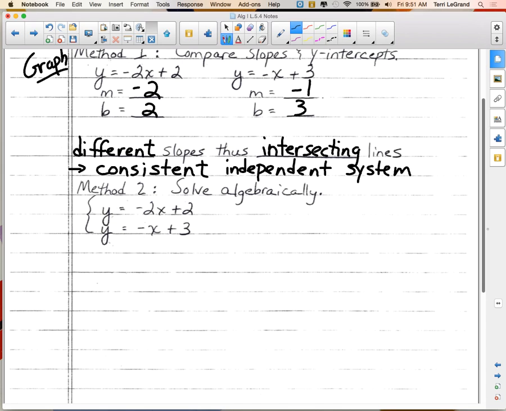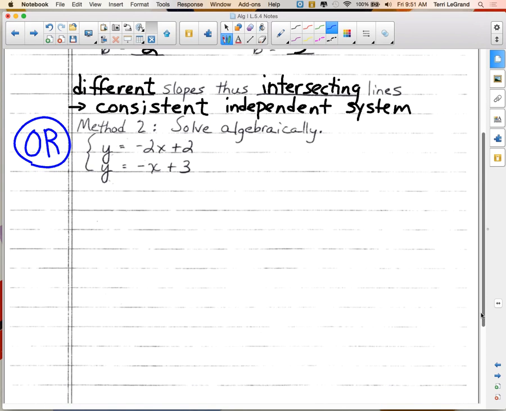Okay? That's using method 1. Method 1 says you're going to talk about their graph. You're going to figure out what kind of lines you would have on the graph. Once you determine what kind of lines you have, that should help you name the type of system. Or, let's put a big fat or over here, you can choose to use method 2. Method 2 says solve it. Do the algebraic solving. So you can either use substitution or elimination.